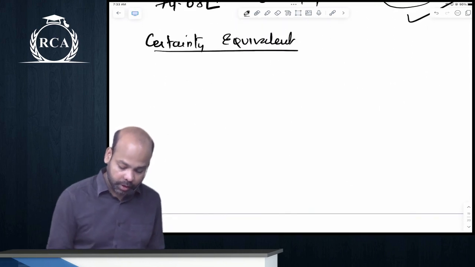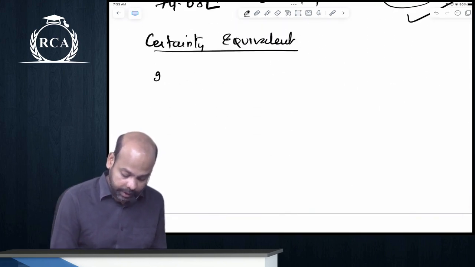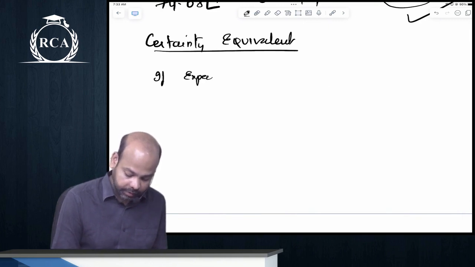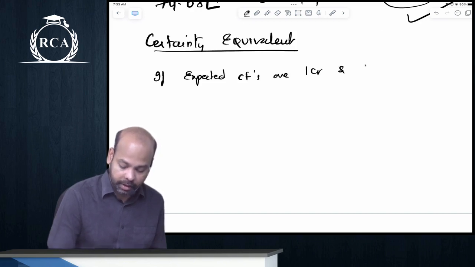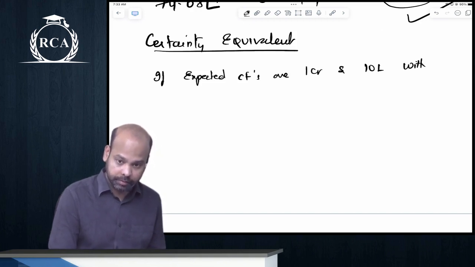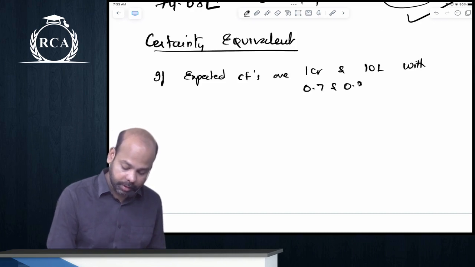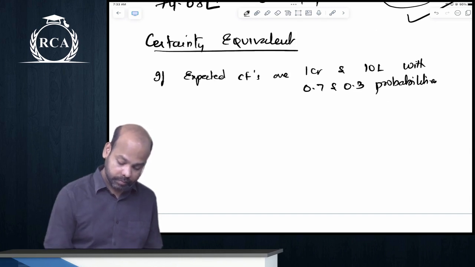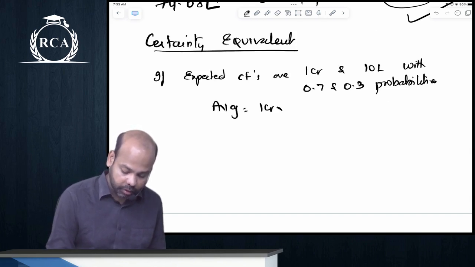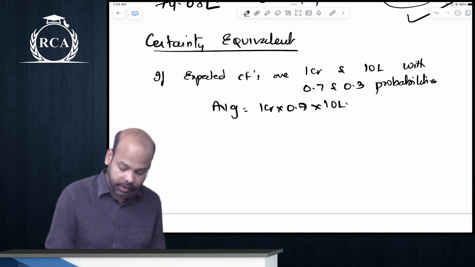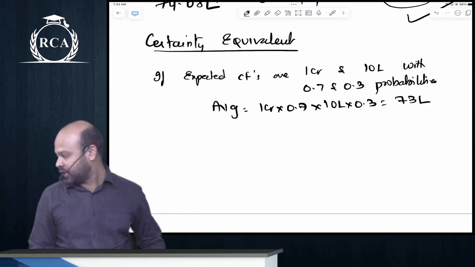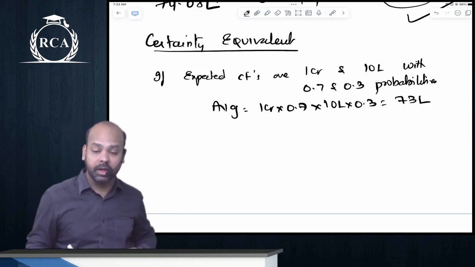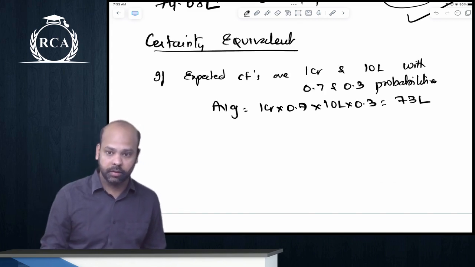How is CE factor computed? लिखो बेटा, उसके नीचे लिखना. If expected cash flows are 1 crore and 10 lakhs with 0.7 and 0.3 probabilities, average कैसे लिखोगे बेटा? Right, 1 crore into 0.7, 10 lakhs into 0.3, that will be 73 lakhs. Average beta would be 1 crore into 0.7, guys, 10 lakhs into 0.3, 73 lakhs.